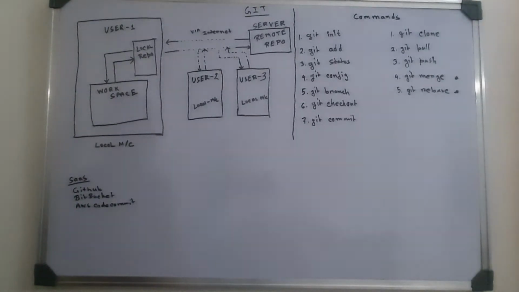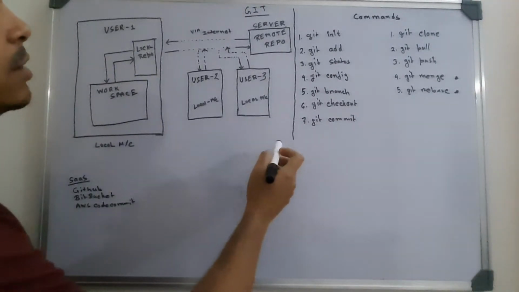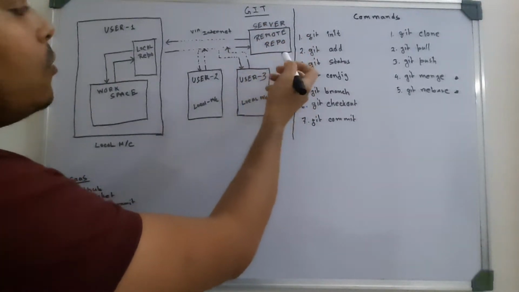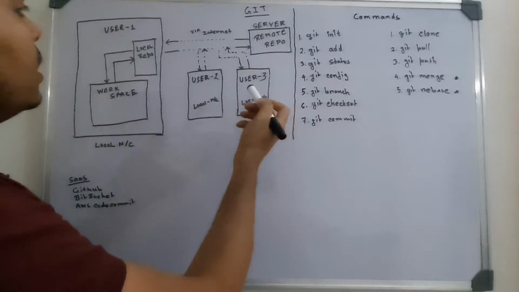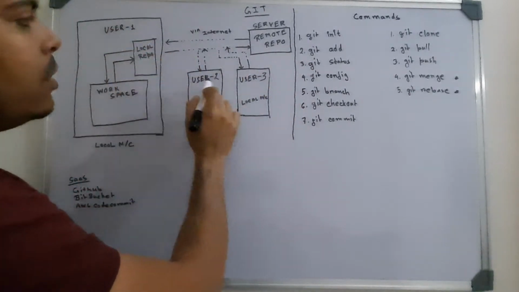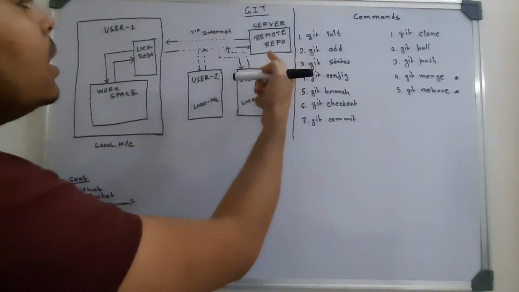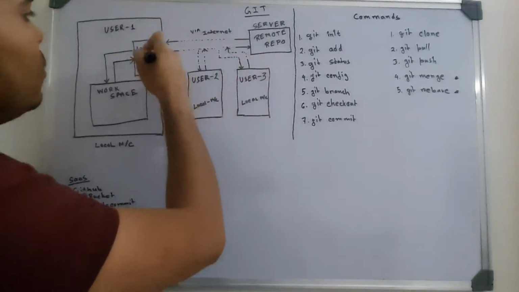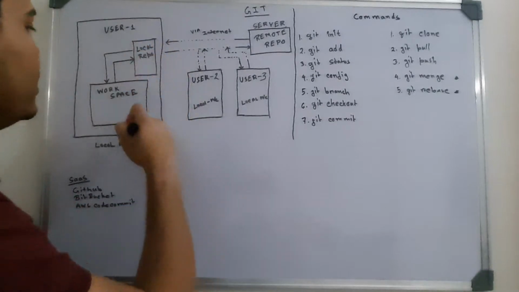So now let's go ahead and check the workflow of Git. Git is installed in some kind of remote repository or server, and then what developers do is, let's consider the developers as user 1, user 2, and user 3. They use git clone to clone a specific repository into a local repo inside their machine.